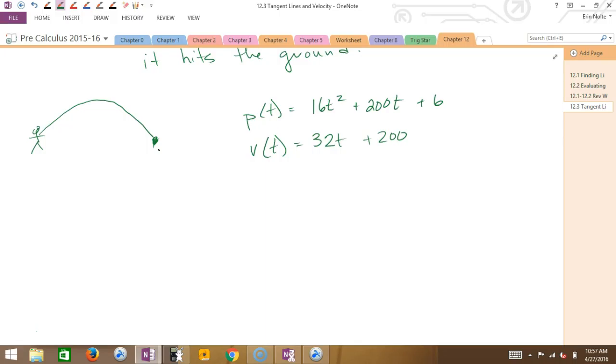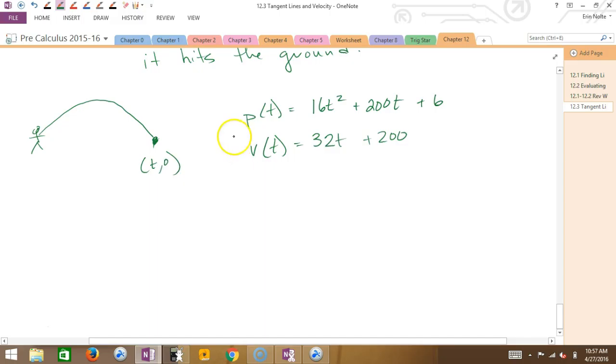This one right here is in terms of time, right? This is position. What variables do we have? Time. Initial velocity, initial height. Okay, so what do we know about the position of the ball when it hits the ground? Okay, exactly, what height? 0, right? So this point over here is some t, and the height of it is 0.